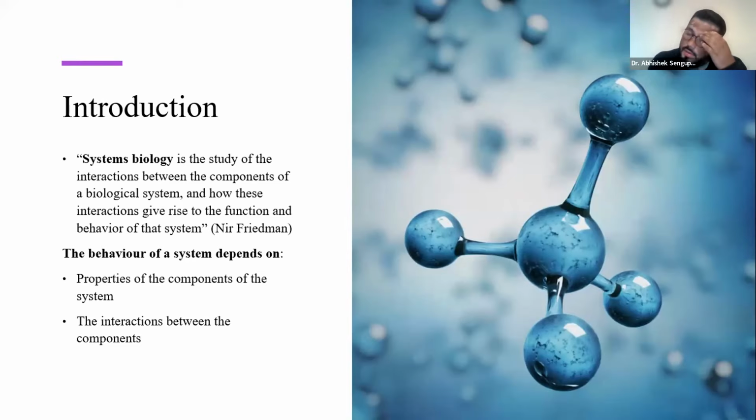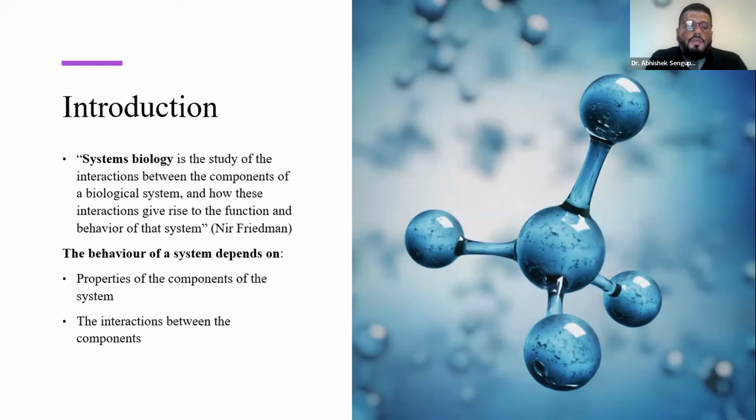This definition is given by Nir Friedman. He's a computational scientist and also a computational biologist from the Hebrew University in Jerusalem, and he works in the area of systems biology and also machine learning approaches to study gene regulation. So he has coined this definition, though there are various definitions. If you Google the term systems biology, you'll get many other definitions anyway.